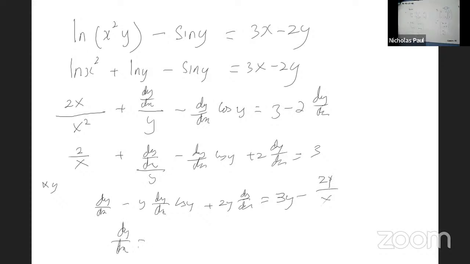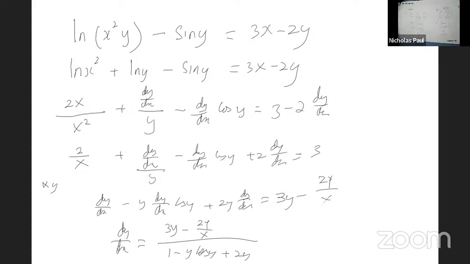Dy/dx will be equal to 3y minus 2y on x. Actually, if you wanted, you could multiply everything by xy to get rid of all the fractions. But you will still get a fraction in the end. So you'll end up with 1 minus y cos y plus 2y.